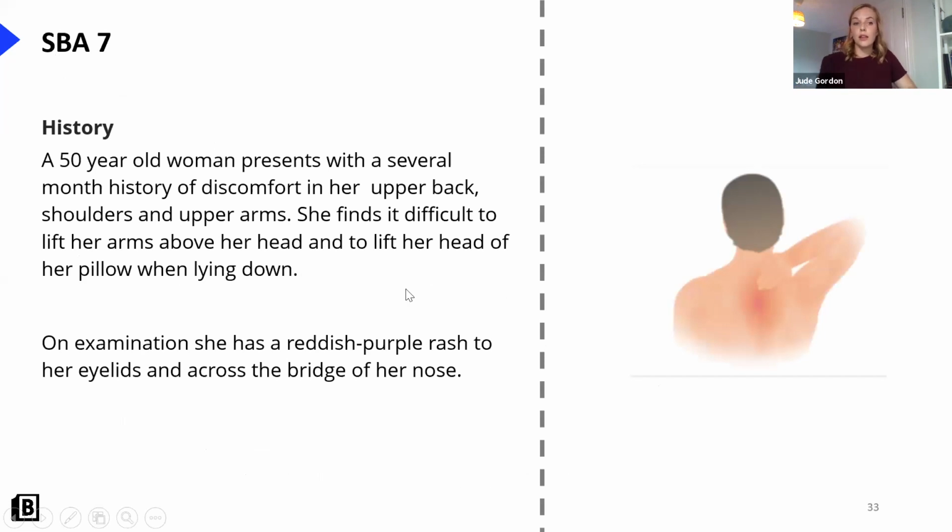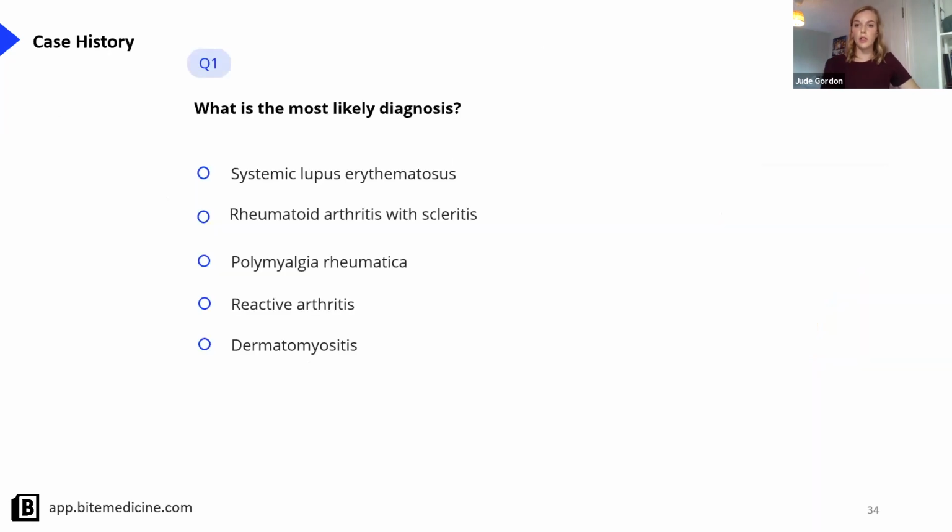Okay, so we've next got a 50-year-old woman who's presenting with a several-month history of discomfort in her upper back, shoulders and upper arms. She's finding it difficult to lift her arms above her head and to lift her head off her pillow when lying down. And on examination, she's found to have a reddish-purple rash to her eyelids and across the bridge of her nose. So another diagnosis question here, and your options this time are SLE, rheumatoid arthritis with scleritis, polymyalgia rheumatica, reactive arthritis, or dermatomyositis.